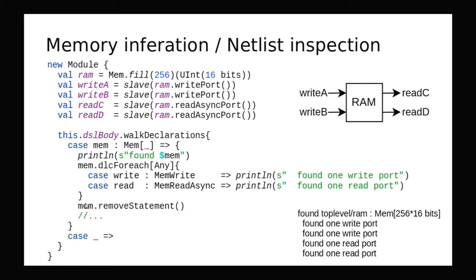Like, okay, say memory.remove statement. That will remove the memory from the netlist, and you can replace it with something else, like maybe a black box, or maybe you will want to emulate a memory with this layout using multiple simple dual ported memories with some live value table, or maybe using some XOR technique on the data to generate multiple write ports. I mean, there are many solutions.